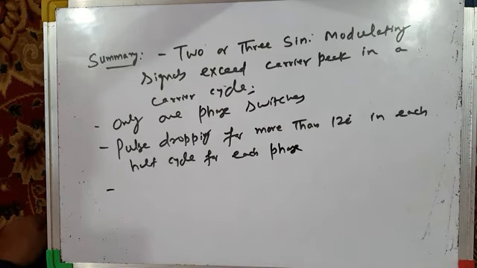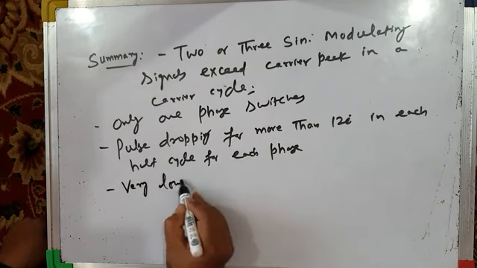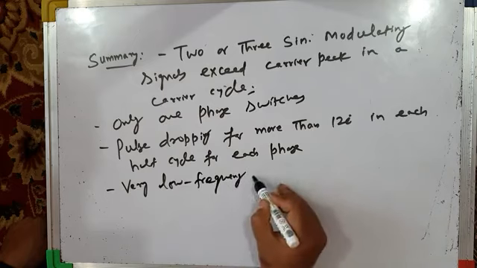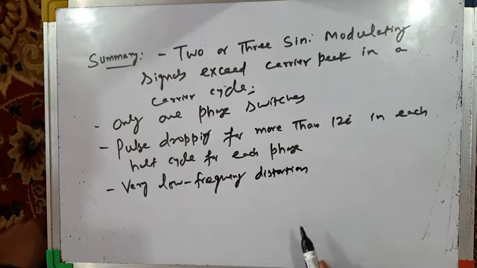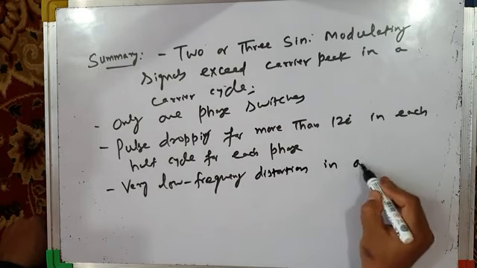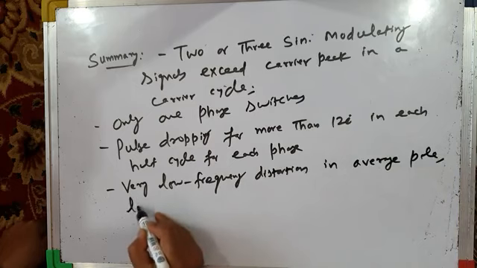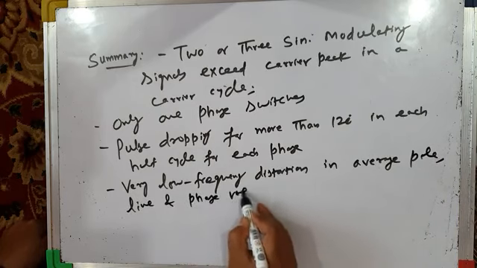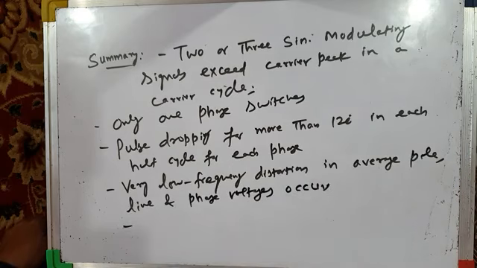Then very low frequency distortion. So the distortion level will be very high here. In average pole voltages, average line voltages, and average phase voltages occurs. So level of distortion will be higher.